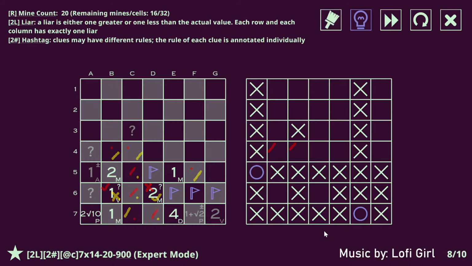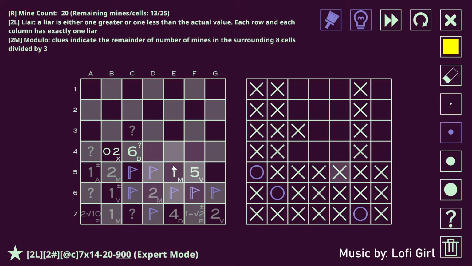What am I missing? I see red. Red is lying. Red is false. In red case, this will only see 3 mines, which is 0 mod 3, but it can't be 0 mod 3 because that will be 2 away from it. So yellow is true. And then this is lying. Okay, there you go.